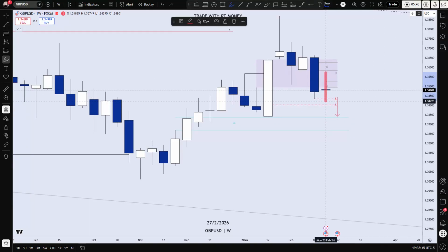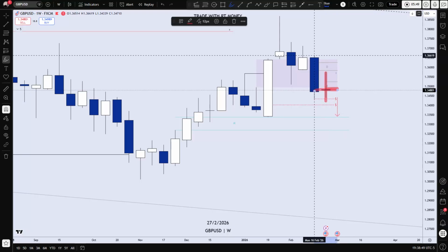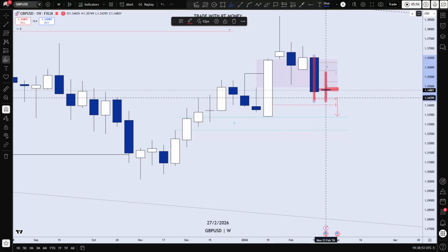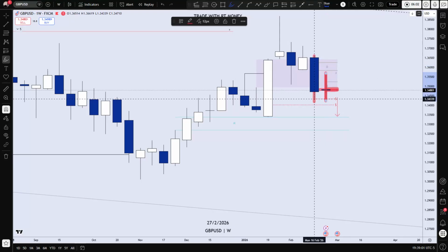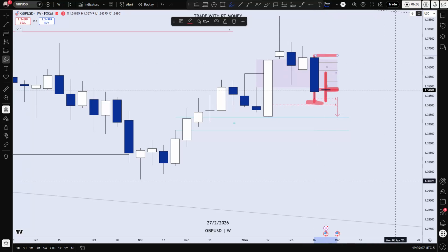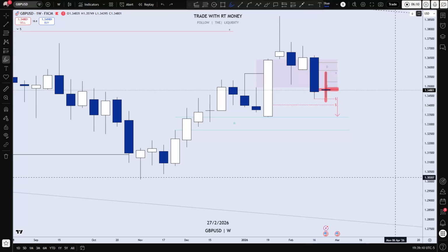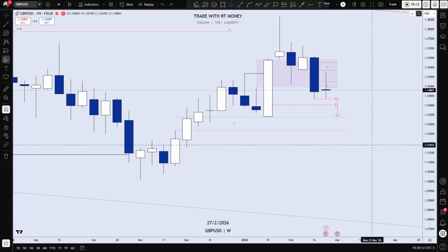All right, inside bar. What does that mean? Constriction, contraction. The previous week we had a very strong bearish candle, and that was followed by this candle that did not sweep the low of that previous week, nor did it sweep the buy side liquidity either. What are we expecting? Expansion on the next candle.